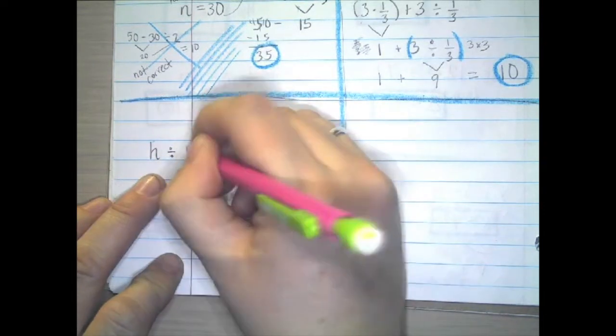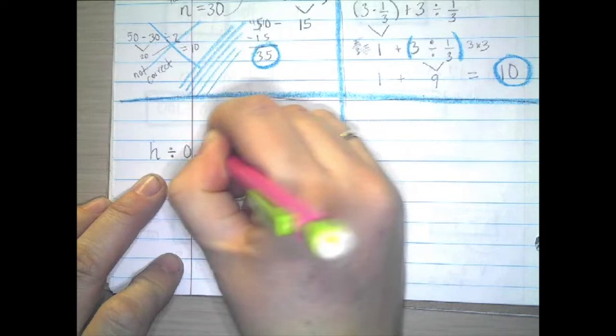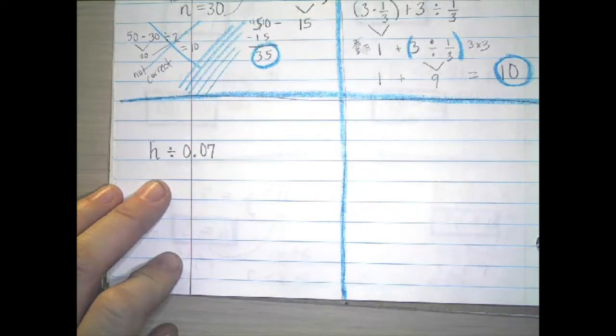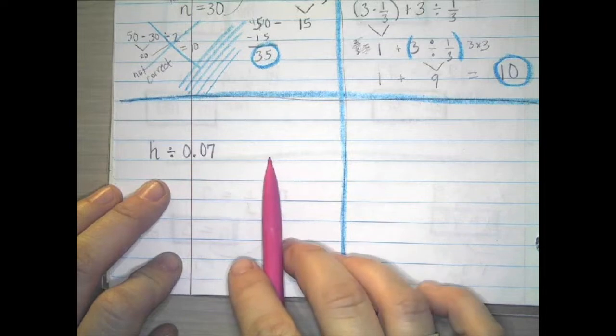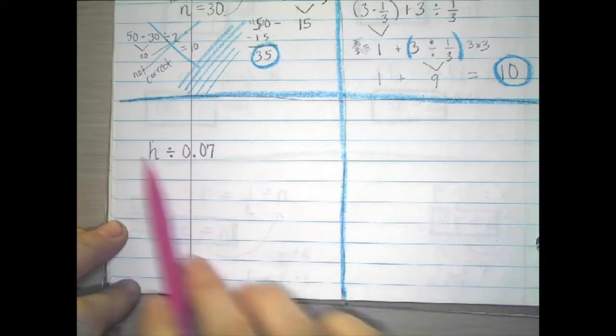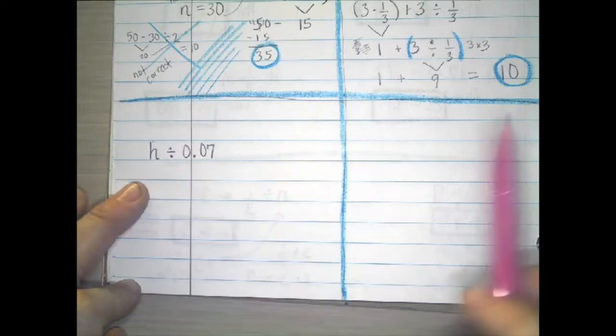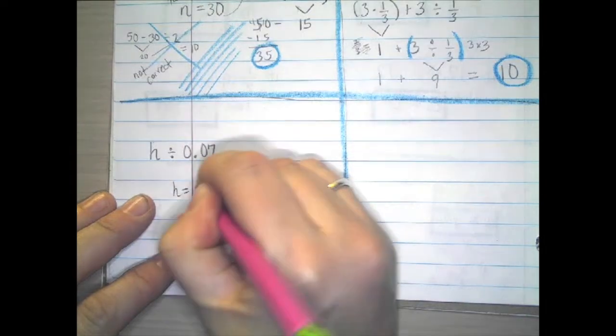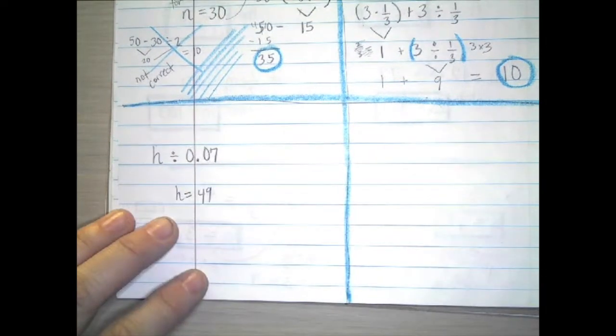Okay, ready? The letter H divided by 0.07. I cannot solve this unless they give me the answer or if they give me what H is. So this is called an expression. It's missing something still. Okay?